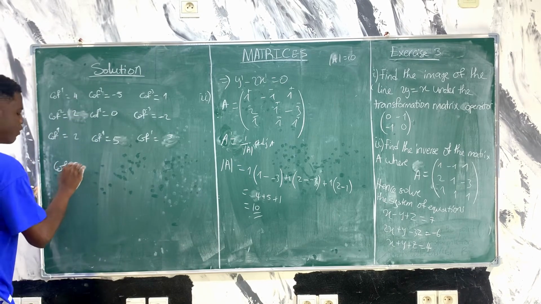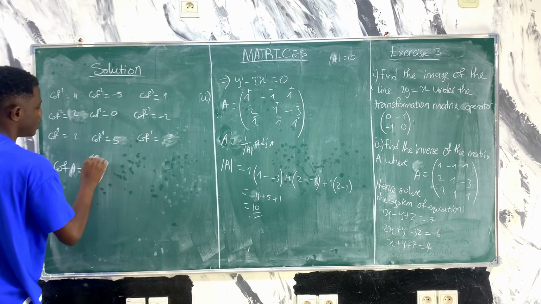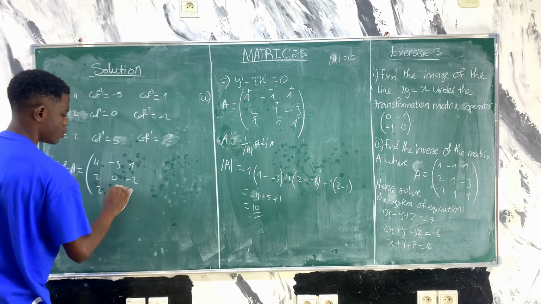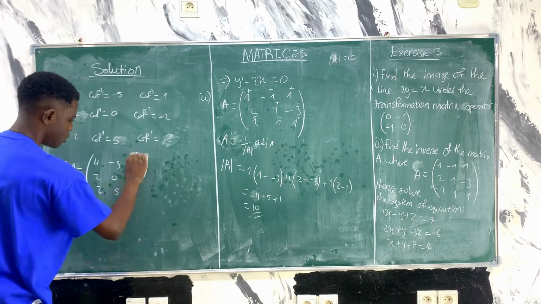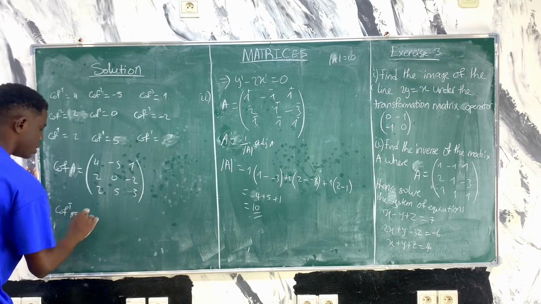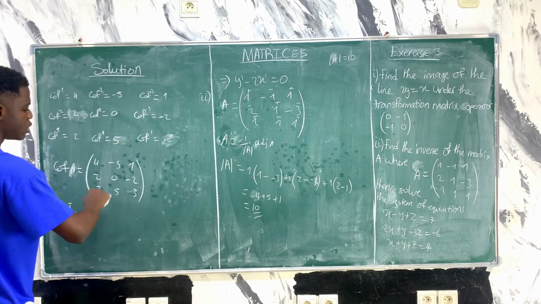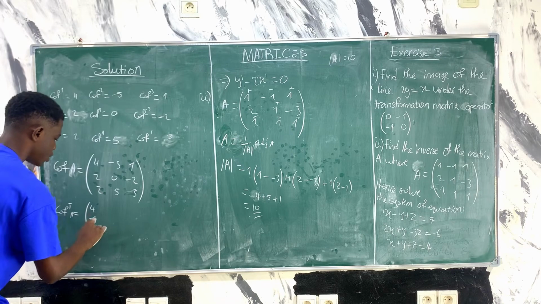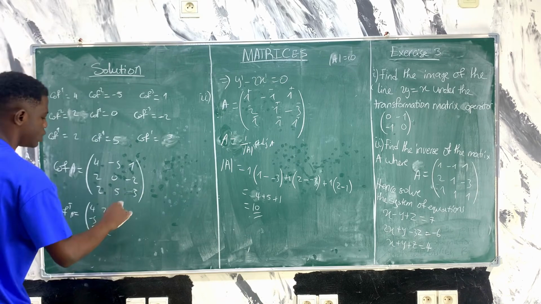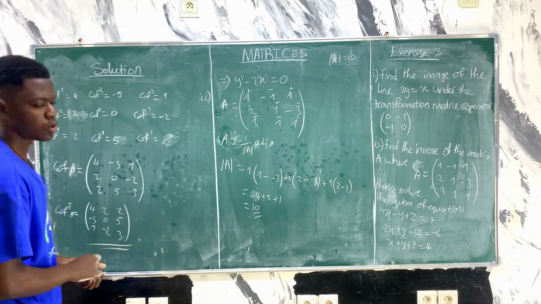So the cofactor matrix is 4, 2, 2, minus 5, 0, 5, 1, minus 2, 3. So the cofactor transpose, or the adjugate, is 4, 2, 2, then minus 5, 0, 5, then 1, minus 2, 3.